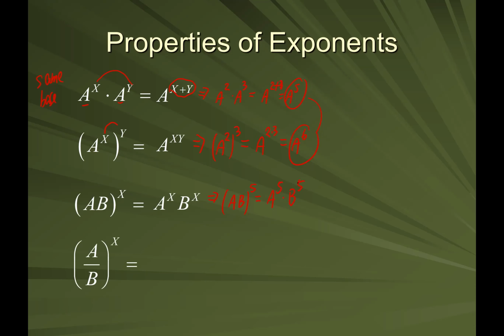And let's say we have a quotient inside parentheses and raised to x power. Again, we distribute the power to the top and bottom, to both the numerator and denominator, and we get a to the x over b to the x. And for example, let's say we have a over b to the fifth power. Now you can do distributing both a and b, right, with the power to the fifth. So it's a to the fifth over b to the fifth.